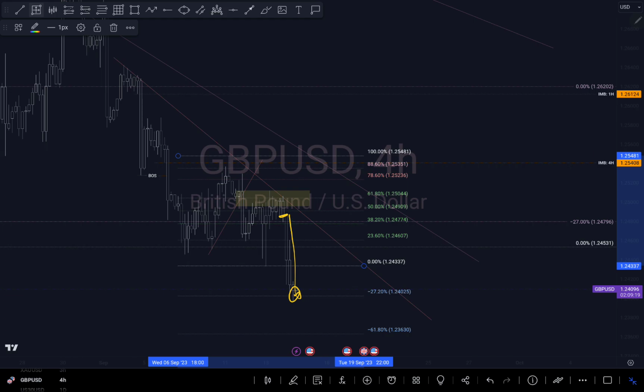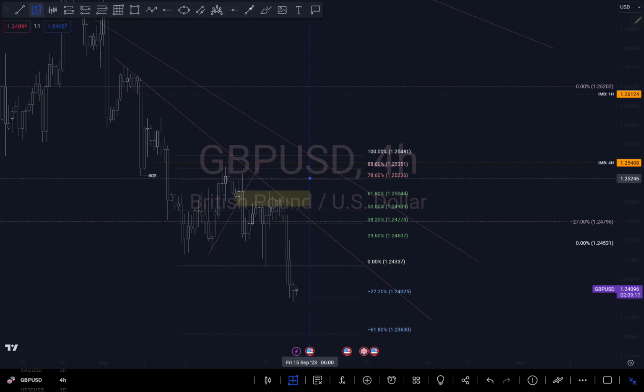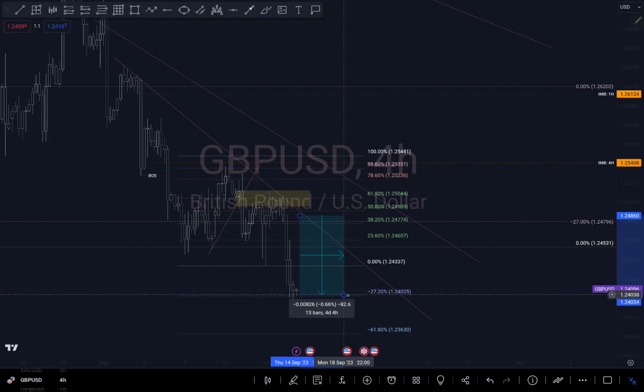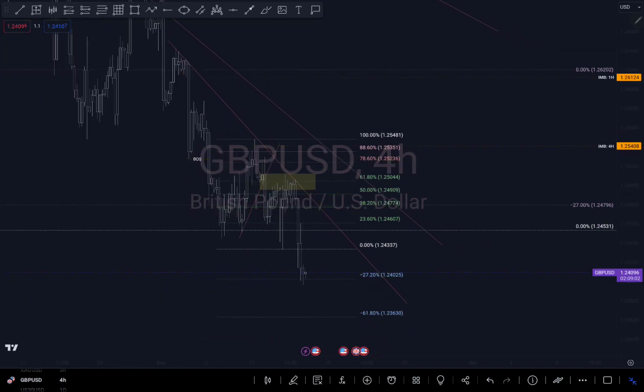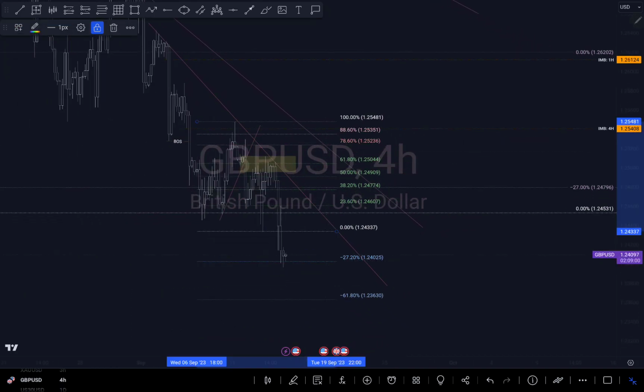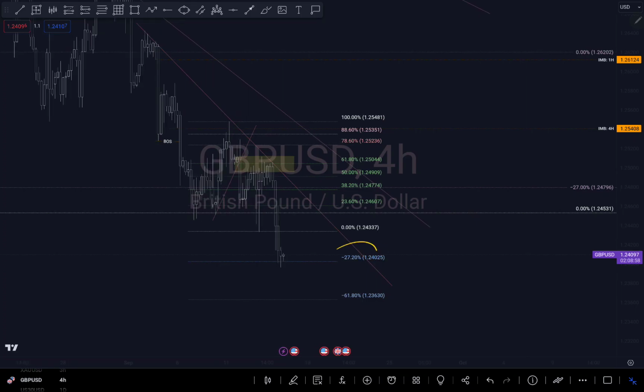So it was a good entry from here to at least around this level right here. Let's see how many pips that was. It's a quick scalp, so let's see from here to here, that was about 82 pips, which wasn't bad. So now we are currently rejecting off of my negative 27% fib level around this short move right here.